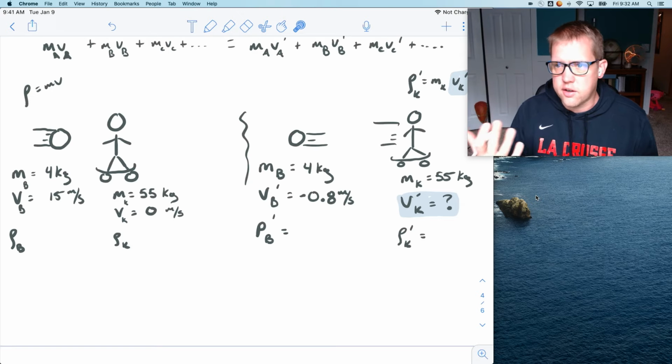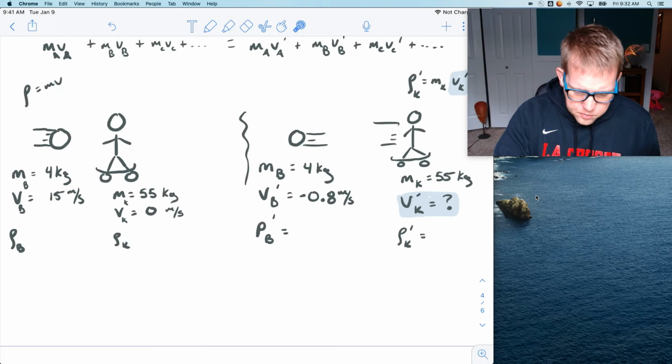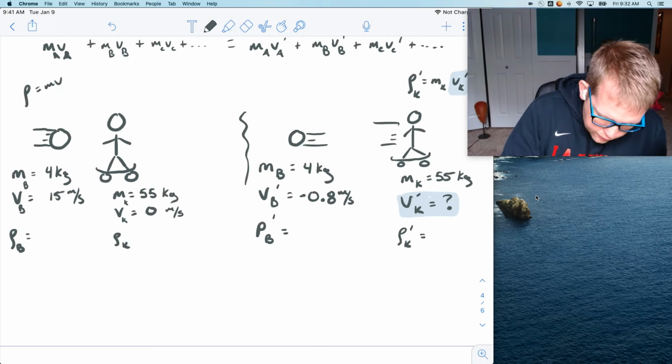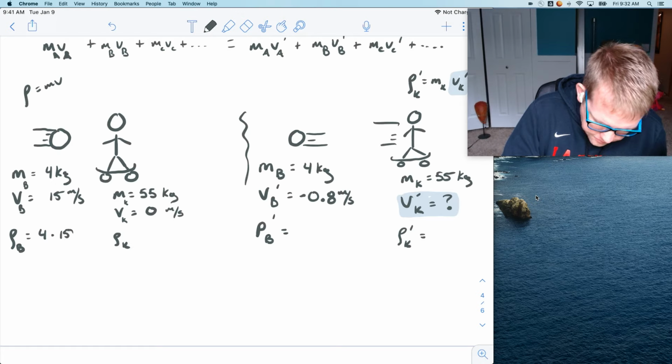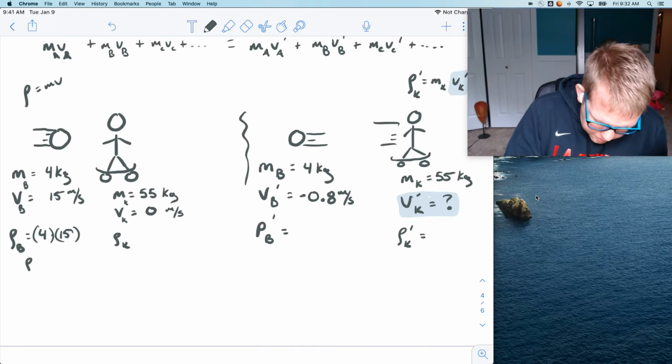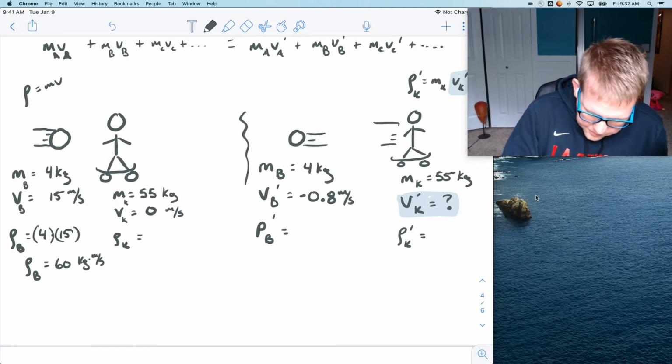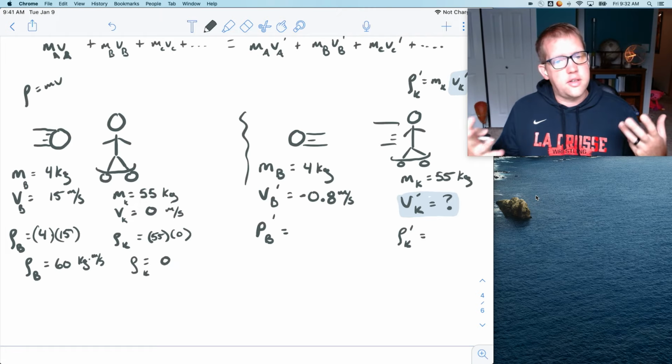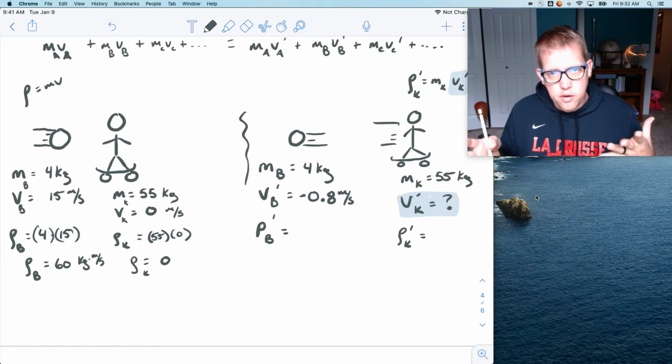It'll go pretty quickly. If you've got your calculator, you might even already be done with it. Let's do the first one. The first one would be 4 times 15. So it's 4 kilograms times 15 meters per second, meaning the momentum of the ball before is equal to 60 kilograms times meters per second. The momentum of the kid beforehand would be 55 times 0, giving him a momentum of 0, which makes sense. Momentum is how difficult it is to stop a moving object, so if you're not moving, you have no momentum.